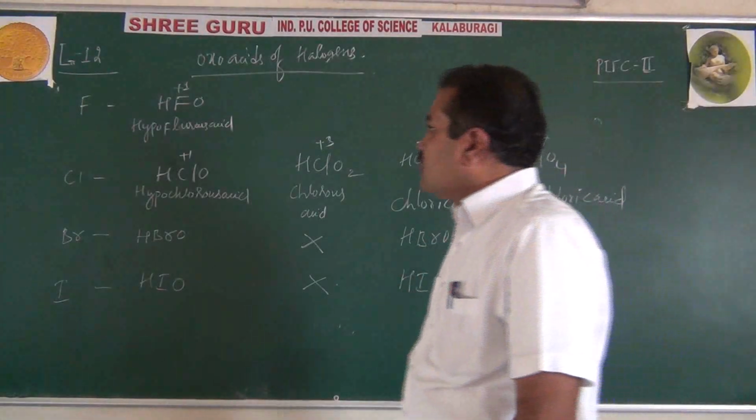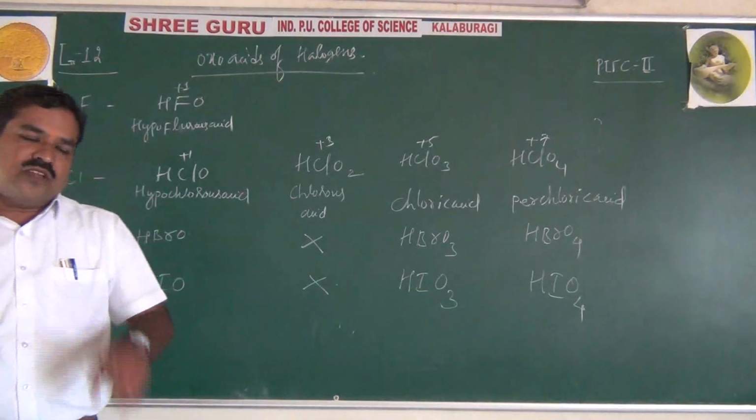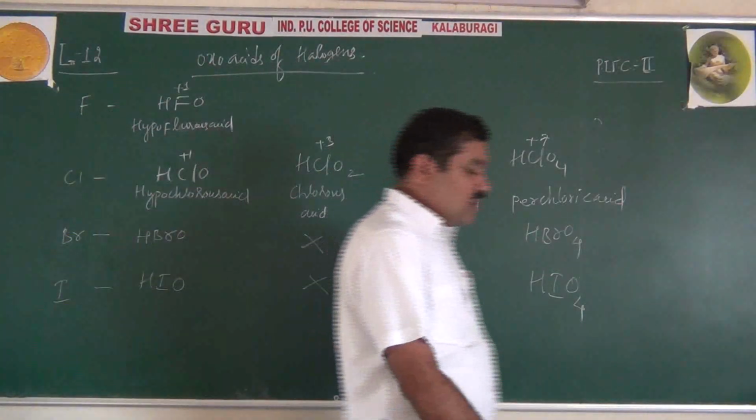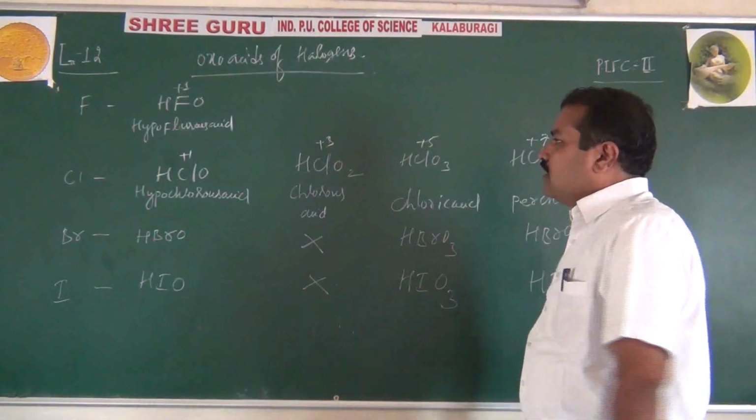Okay, so that's about oxo acids of halogens. That means fluorine can form only one mono-oxo, that is oxo acid. Why? Because of absence of d orbital and low bond dissociation energy.